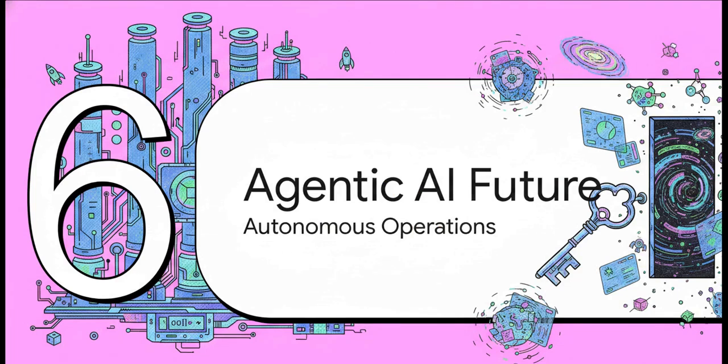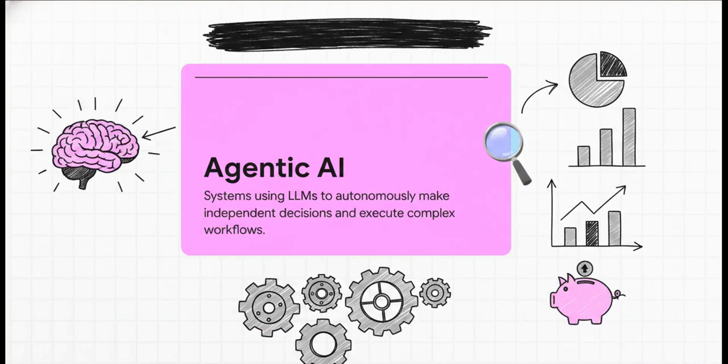Section 6. The Agentic AI Future. Autonomous Operations. Now, if an organization can actually navigate those brutal pitfalls, build those 6 pillars, and successfully scale, they unlock the ultimate final phase of the data maturity curve, agentic AI. And this is where things get truly sci-fi. These advanced systems combine large language models with your specific enterprise data and code to autonomously make independent decisions.